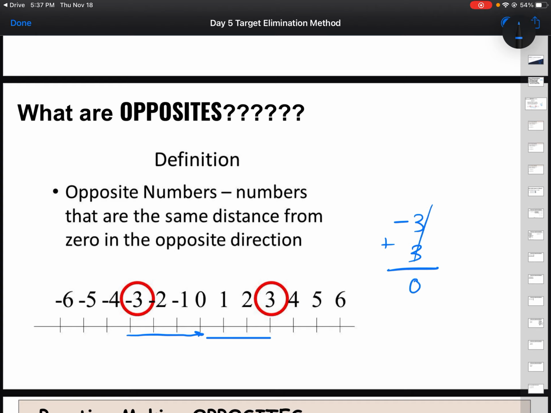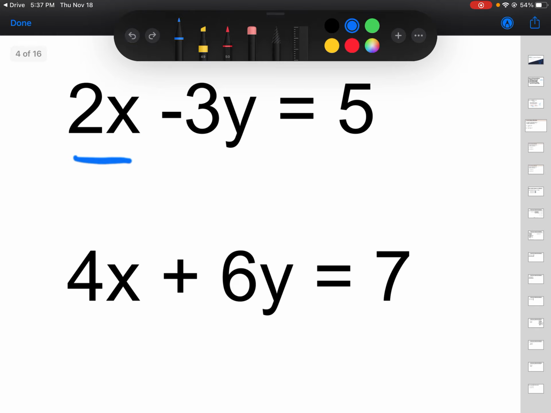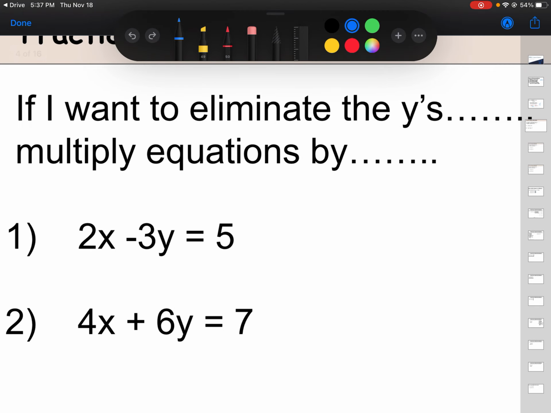So I have these 2 equations. They're in standard form. Something x, something y equals number. That is key for these. If I look at these first and I want to eliminate the y's, so here are our y terms. We want to eliminate those. We need them to be opposites.